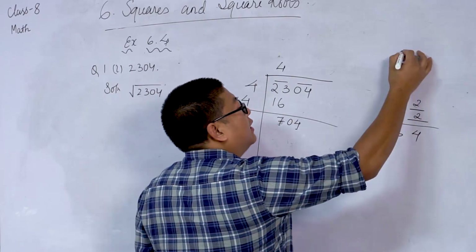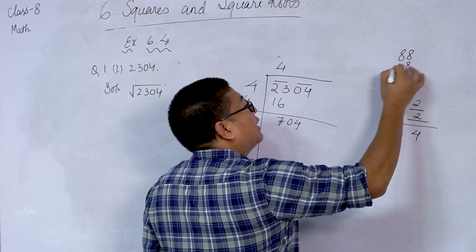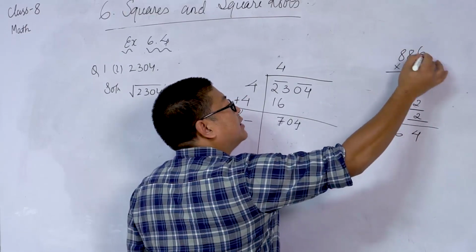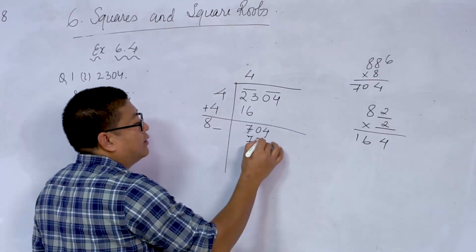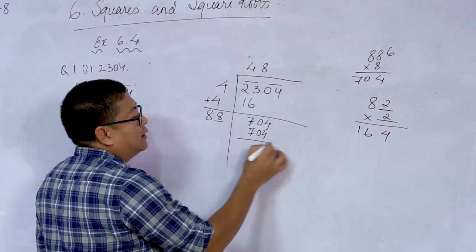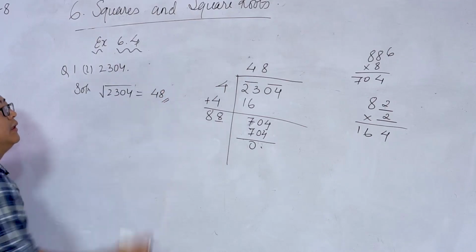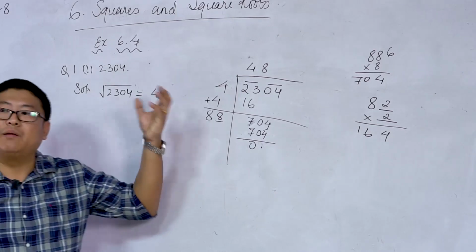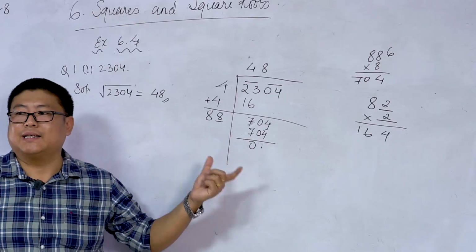The next number which we multiply that can give a 4 in the unit place is 8. 8 into 8 is 64. So you're getting 704 here: 8 here, 88 into 8 is 704. So your answer is 48. This is a very simple method. You simply need practice to totally understand what exactly is going on.